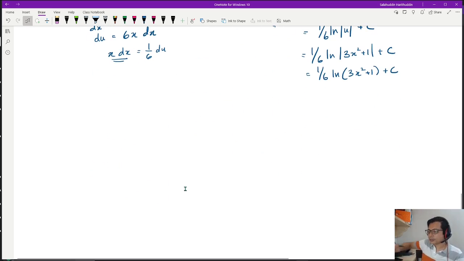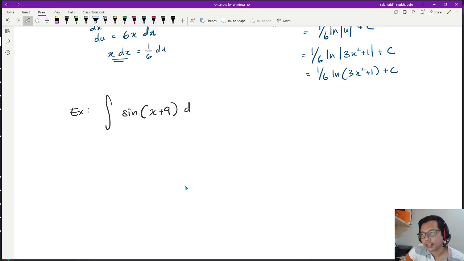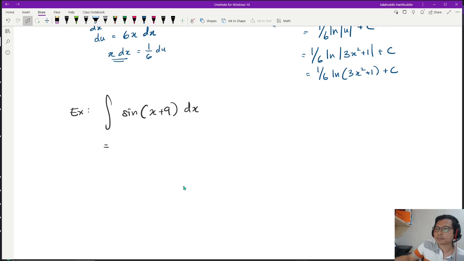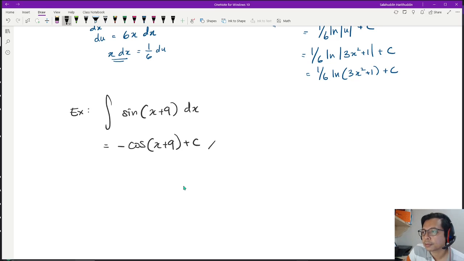Can you do this on your own? For example, I just give you a trigonometric function. Let's say integrate sine of x plus 9 dx. Can you do this? Negative cos of x plus 9 plus c. Perfect. Thanks. Who said that? Iman. Nice, Iman.